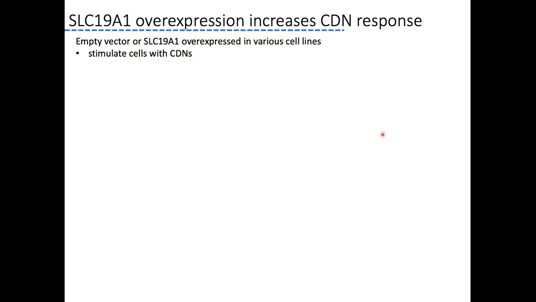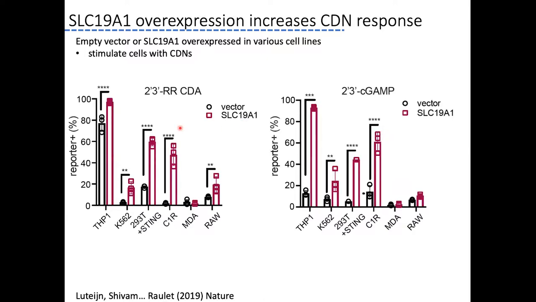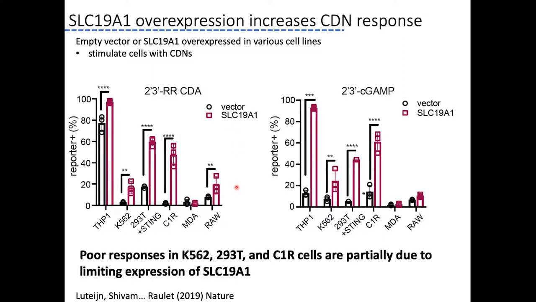So then we overexpressed SLC19A1 in various cell lines that previously didn't really show any responsiveness to CDNs. And then we can nicely see that if overexpressing SLC19A1 in certain cell lines, and especially K562 cells, 293 cells that overexpress STING, and C1R cells, they become very responsive to cyclic dinucleotides as soon as you overexpress SLC19A1. So at least in those cell lines, it seems that their lack of response is in part due to the limiting expression of SLC19A1.